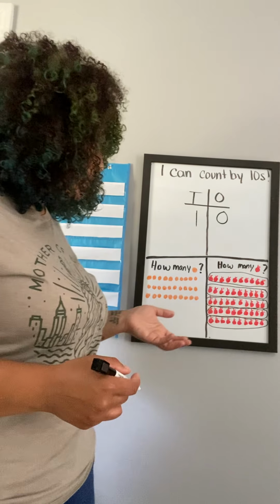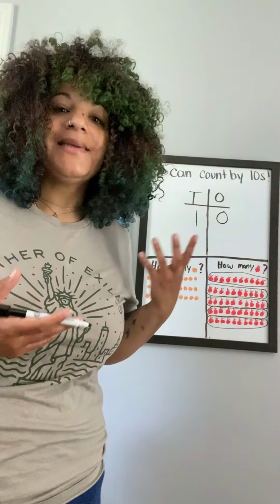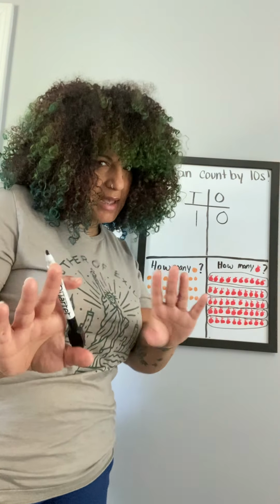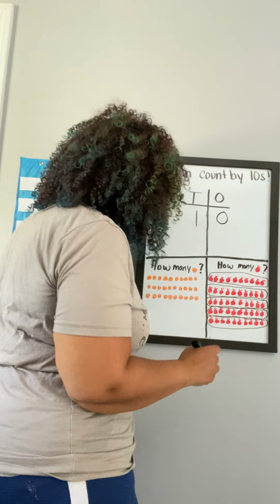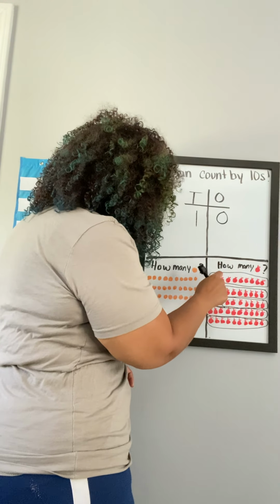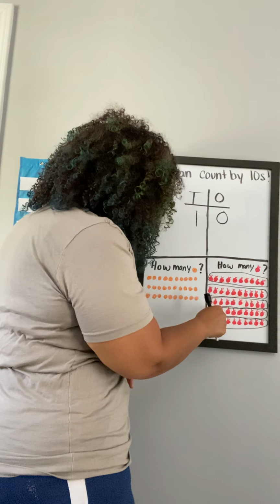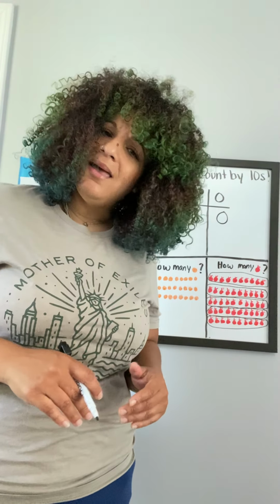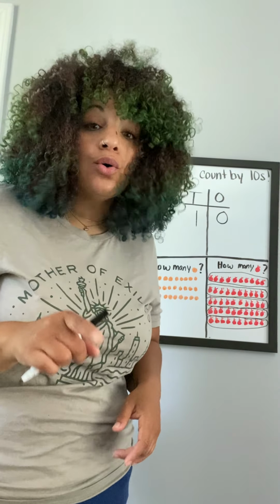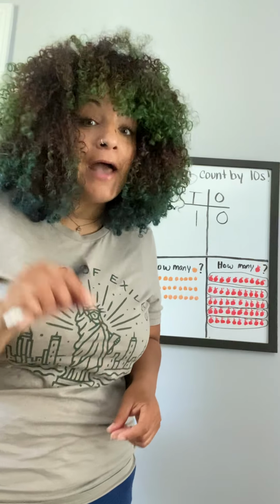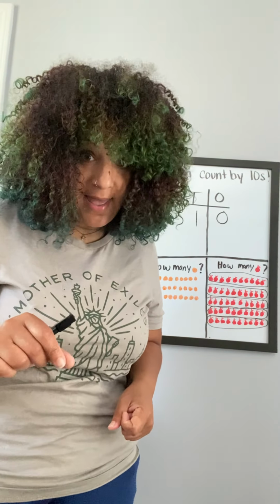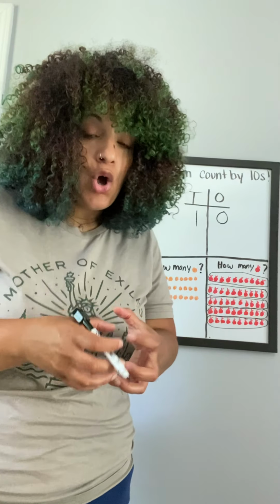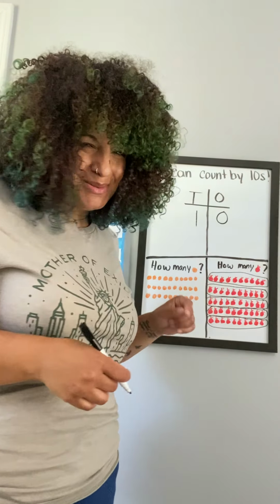So now I need to see how I count these groups of 10. Stop me if you think I'm wrong. All right, I see 1, 2, 3, 4, 5. I have 5 cherries. Don't yell at me. You're right. I don't have 5 cherries. I have 5 groups of 10, which means I can't count these by ones.